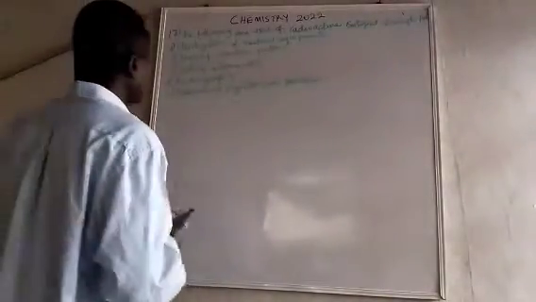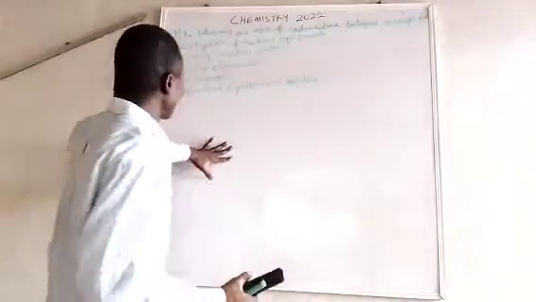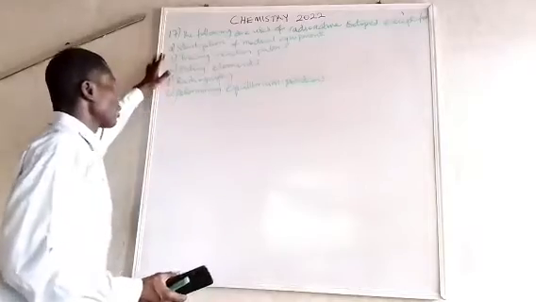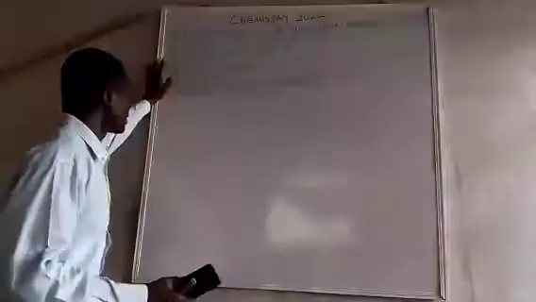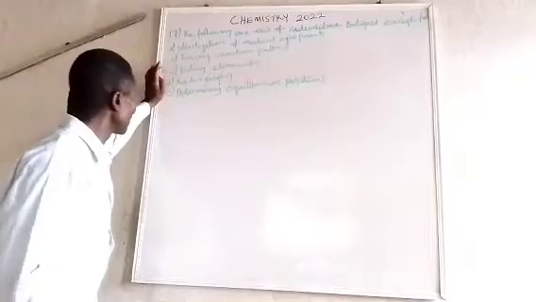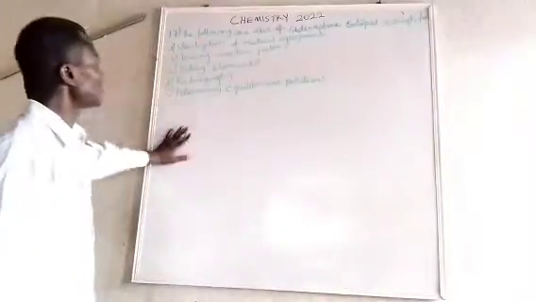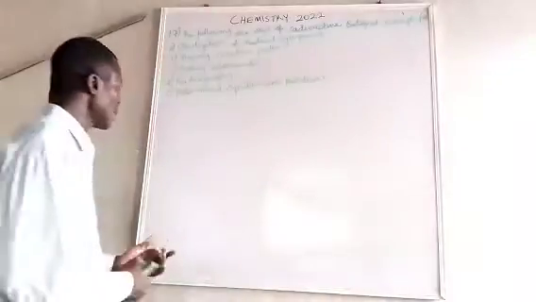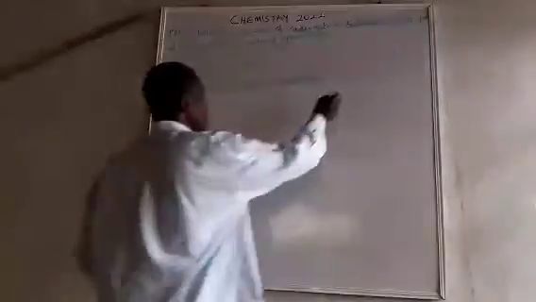Now, the following are uses of radioactive isotopes, except for A, sterilization of medical equipment. We know they use it for tracing reaction paths, dating elements, radiography, determining equilibrium positions. So the answer is E. You cannot use it to determine equilibrium positions.